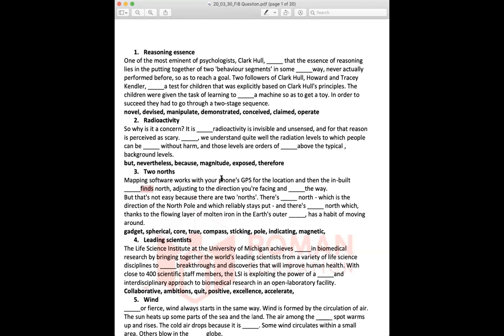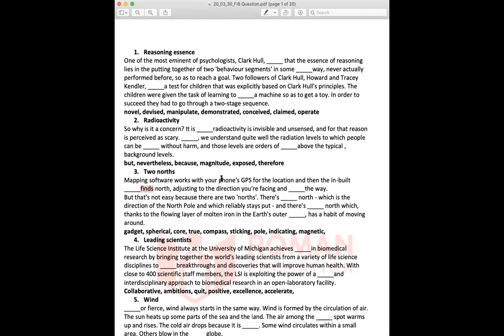True north is the direction of the North Pole, which reliably stays put, and there is magnetic north, which, thanks to the flowing layer of molten iron in the Earth's outer core, has a habit of moving around. So two things. There is north, there is north. Now I'm a little confused, because I have to find two words both to describe north. I need to think more carefully about which one is true north and which one is the other kind of north I'm looking for. This is getting a little confusing, so I'll simply move to the next question.